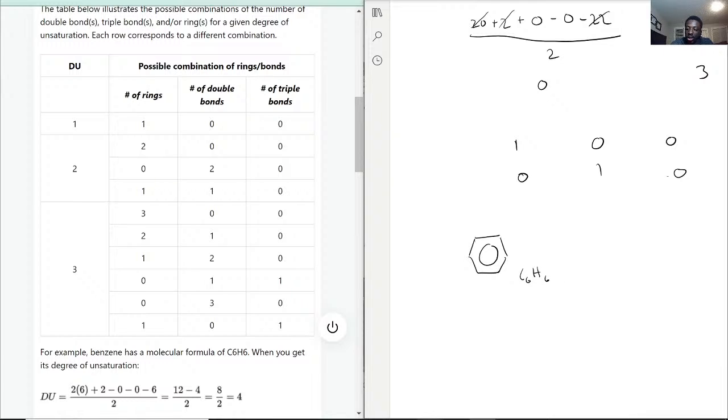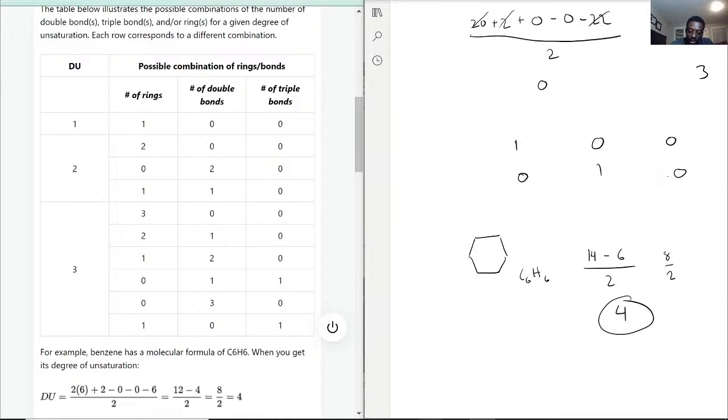Using this formula, we have 14 minus 6 over 2, because we have 6 carbons, multiplied by 2 plus 2. And 14 minus 6 is 8, divided by 2, 4. Why? Because this is the degrees of unsaturation.